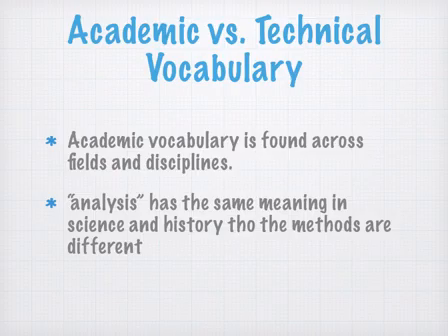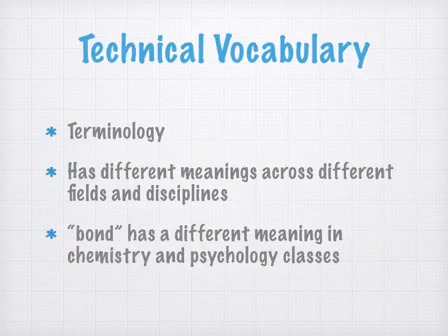Academic vocabulary is found across fields and disciplines of various studies. For example, the word analysis has the same meaning in science and history, although the methods are slightly different. So analysis across different subjects is actually the same. This is academic vocabulary.